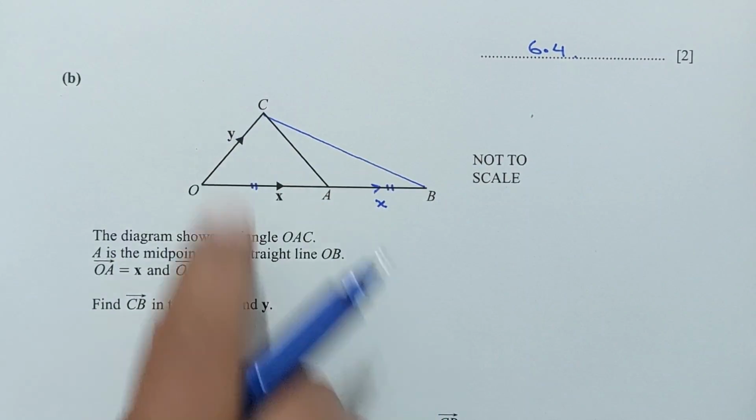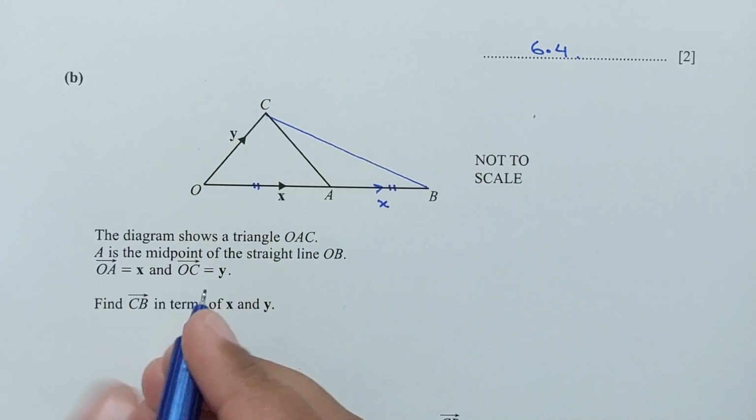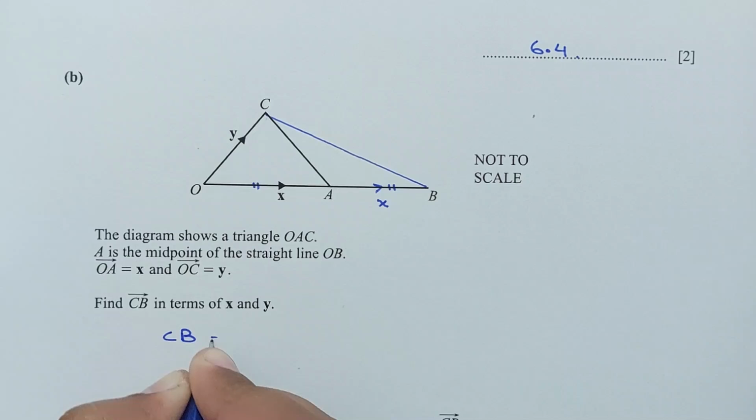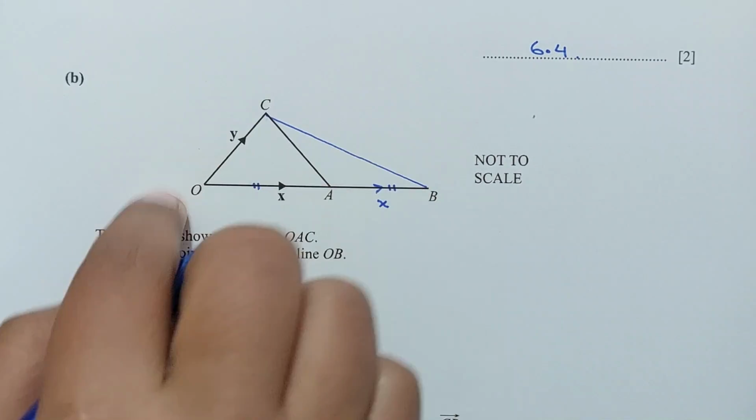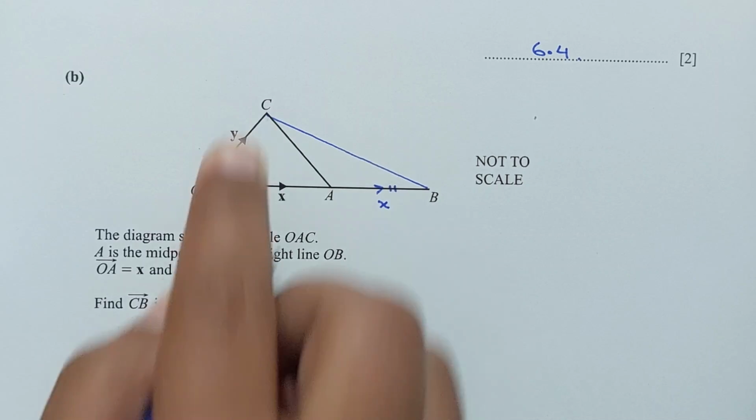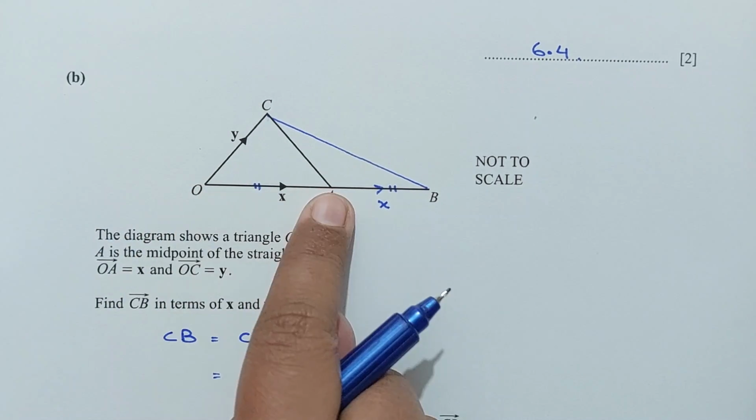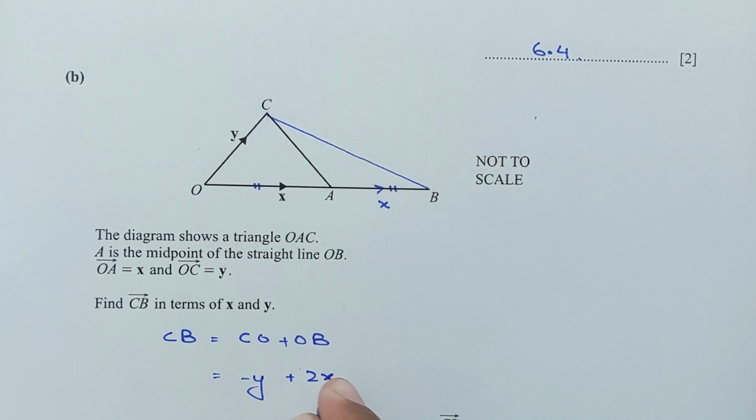Right, so CB, C to B, we have to follow the path of C to O and O to B. Okay, C to O is negative Y. O to B is X plus X, which is 2X. So 2X minus Y.